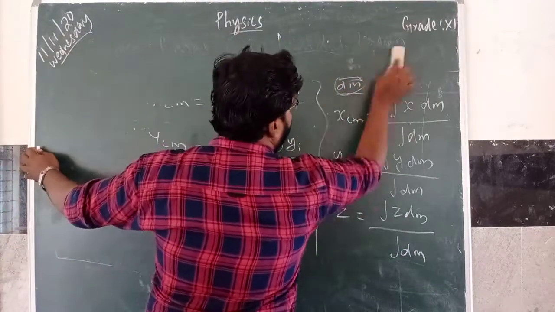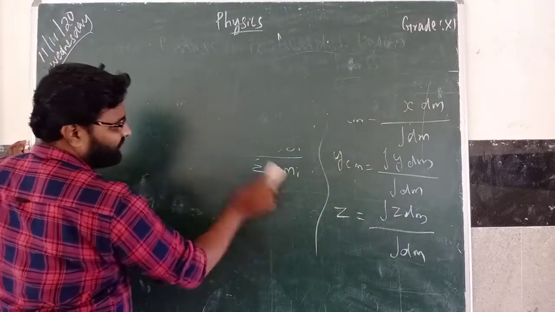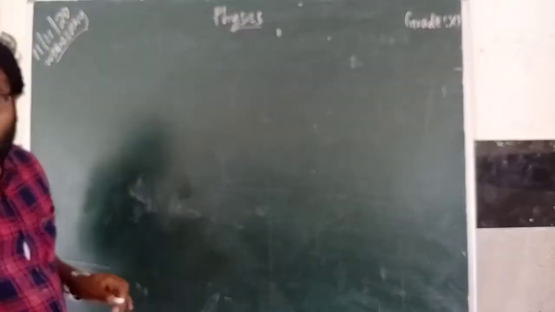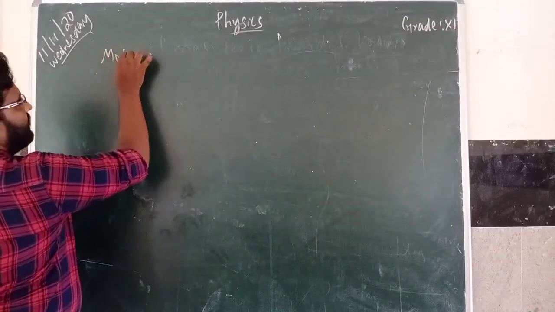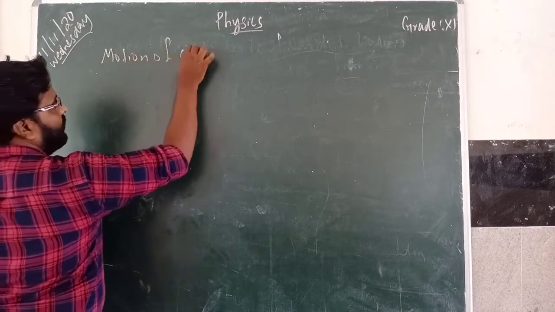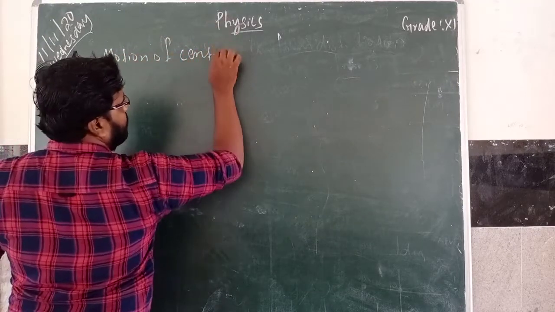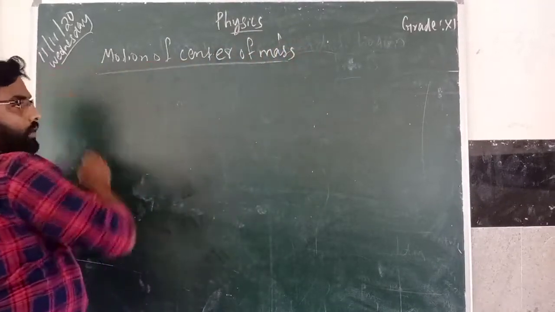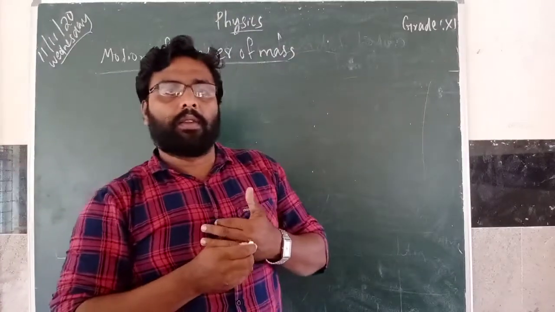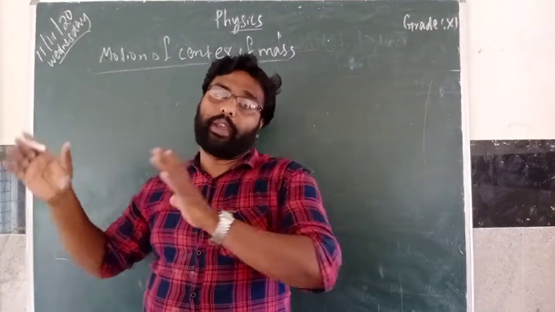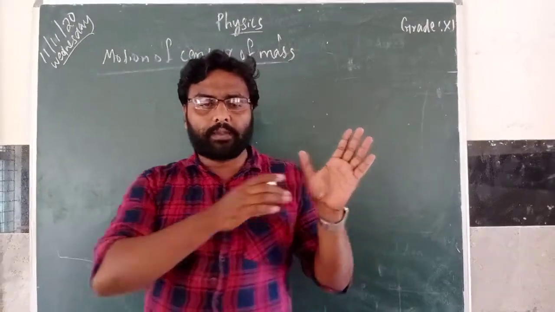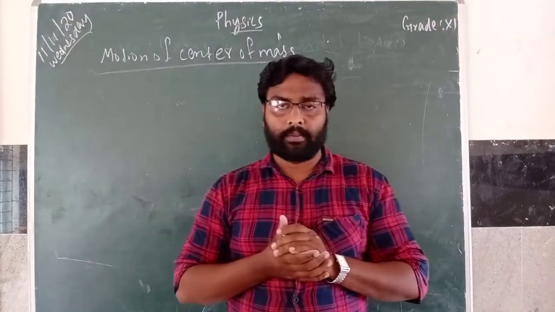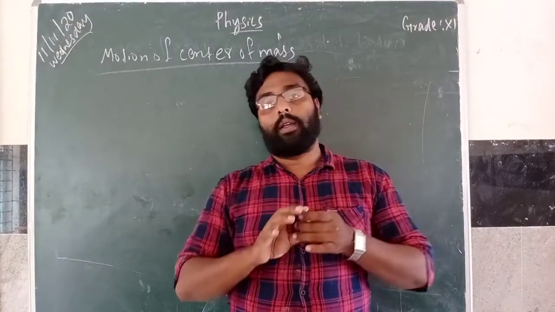Motion of center of mass. Assume that a rigid body is moving. When a rigid body moves, its center of mass also moves along with it. For that, one equation.